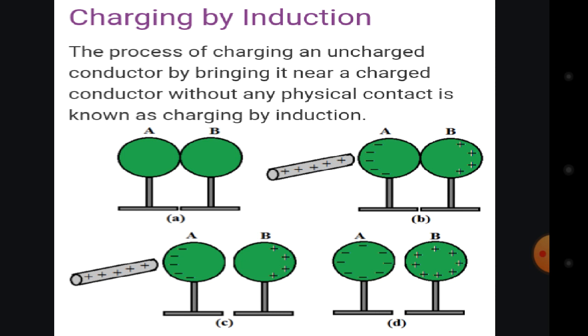This example is mainly for the positive. For the negative, the same thing applies, because if it is positive and positive, they repel each other, and if it is negative and negative, they repel each other, and if it is negative and positive, then that means there is interaction. So that is about charging by induction.